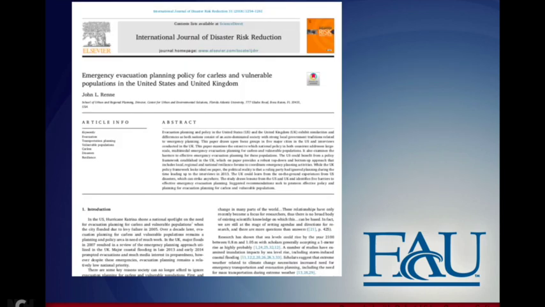This article takes a look at evacuation planning policy for carless and vulnerable populations in the United States and the United Kingdom. Some of the key findings include that national policy in the United States is based on the National Response Framework. And the National Response Framework is ultimately a policy that says all disasters are local. When a community is overwhelmed, they have to reach out to the state government. And if the state government is not able to assist, then the governor has to reach out to the federal government, to the president, to request assistance.